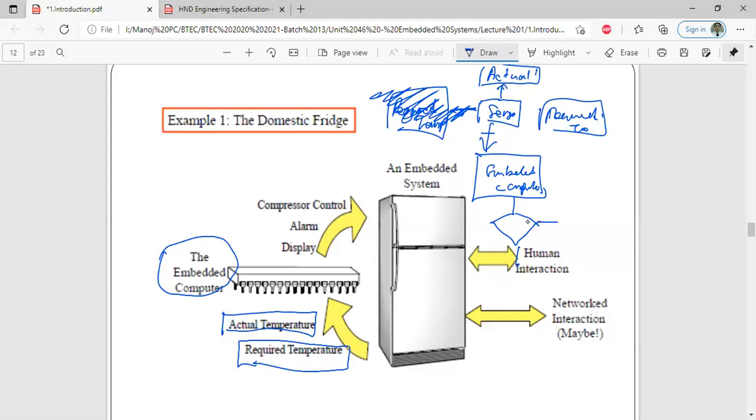It will check, like a flow chart where you can run yes or no, whether the actual temperature is equal to the required temperature or not. If it is larger than that, the embedded computer will give a command to the compressor to start compression, so it will try to reach the required temperature. With this embedded computer we also have to manage the human interaction, and maybe the network interaction, so you have to manage that too.